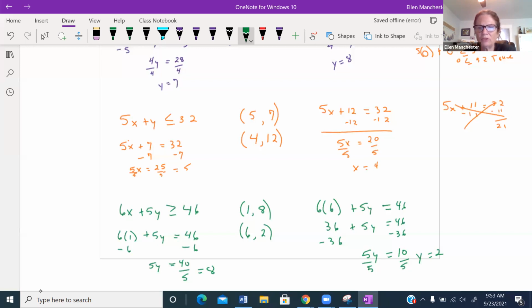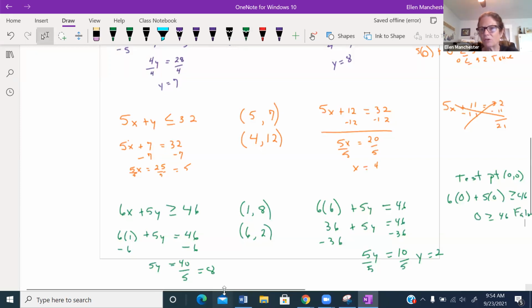Okay, I'm going to go ahead and do my test point just to see where the graph is shaded. So I have 0, 6 times 0 plus 5 times 0. And at this point, you've done this in two different sections now, you should automatically see, okay, this side just dumps out to 0. That's why we use the 0, 0 test point, because it makes it super easy. So 0 is greater than 46. This is a false statement.